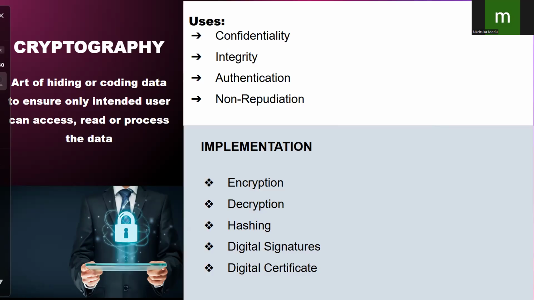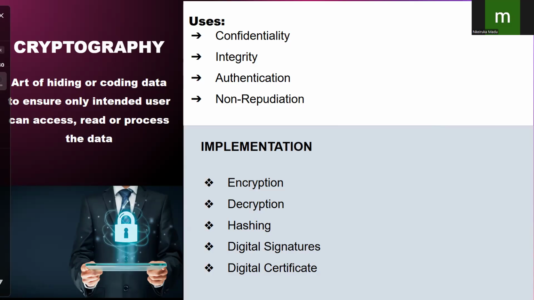Now, how do we use cryptography? We can use it to confirm confidentiality. We can use it for integrity, for authentication, and for non-repudiation. We talked about all these concepts in our last class: confidentiality, integrity, authentication, and non-repudiation. These have different implementations, and cryptography is one of the ways we can achieve any of these concepts. So in what area do we implement cryptography in cybersecurity? In encryption, all of us know what encryption is. We do it in decryption.